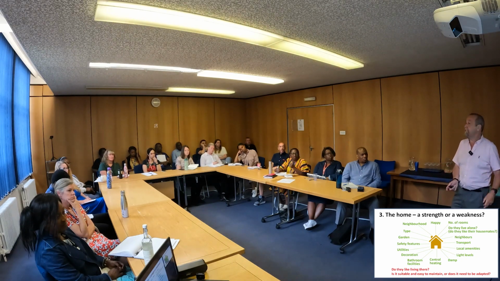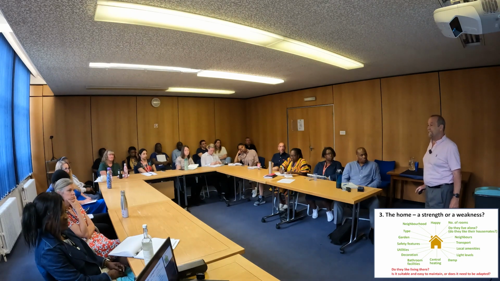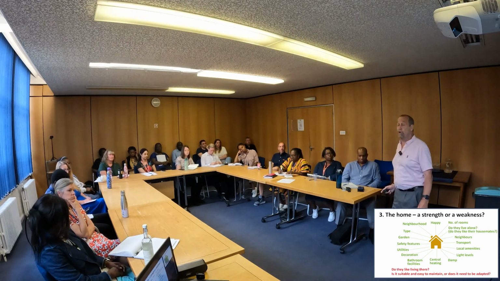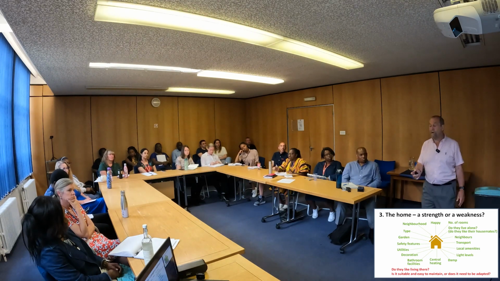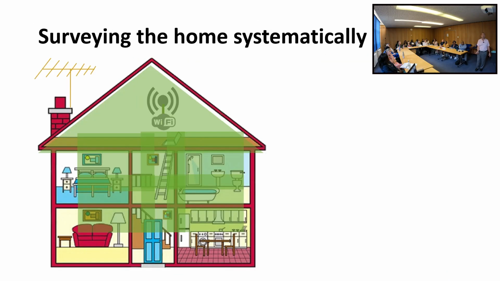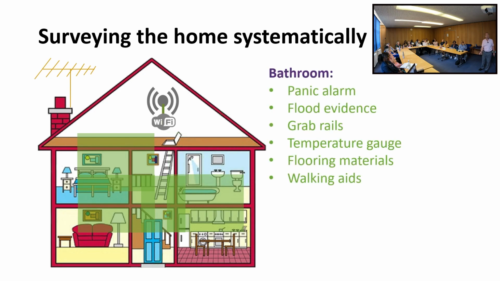Is it easy to maintain? The 3-story house for someone whose knees have gone or who needs new hips, not suitable. Perhaps it should be adapted. So we really have to assess the house as well as the person. And it needs to be done systematically, starting off these days with the facilities, the utilities, and now it's about Wi-Fi. Do they have it or not? Is there a good signal everywhere? Do they have all the main services already? The bathroom, lots of things to look at.